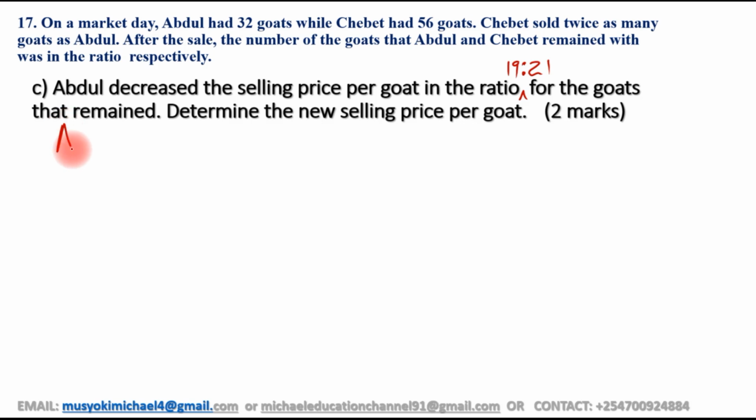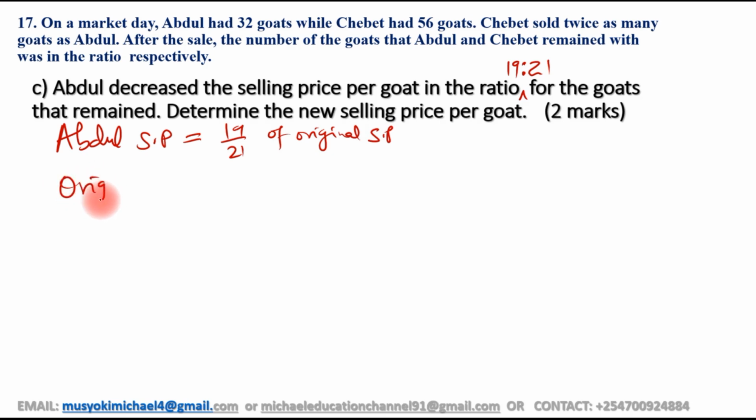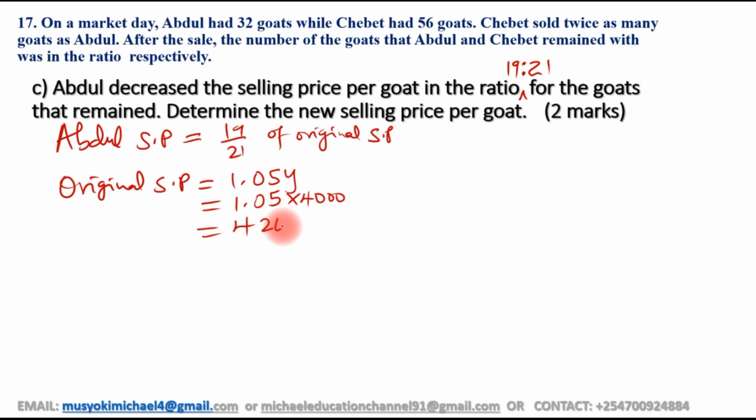Now we need to know Abdul's selling price, and that is 19/21 of the original selling price. So the original selling price, from the previous part B, for Abdul is 1.05y, and we know the value of y, so that will be 1.05 times 4,000, and I get 4,200.